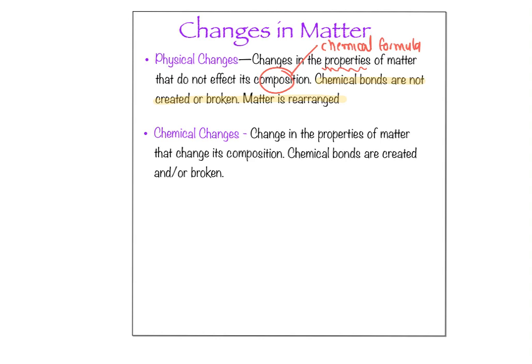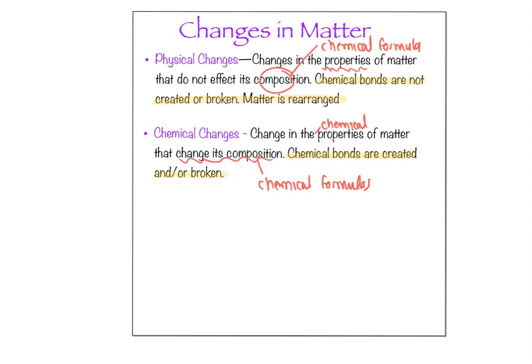Whereas in a chemical change, we again change the properties of matter, which could now be chemical properties of matter, and it changes the composition. So the chemical formulas are going to be different. And here's the part I need you to know. If you walk away with anything, it's this highlighted guy: chemical bonds are created or broken.